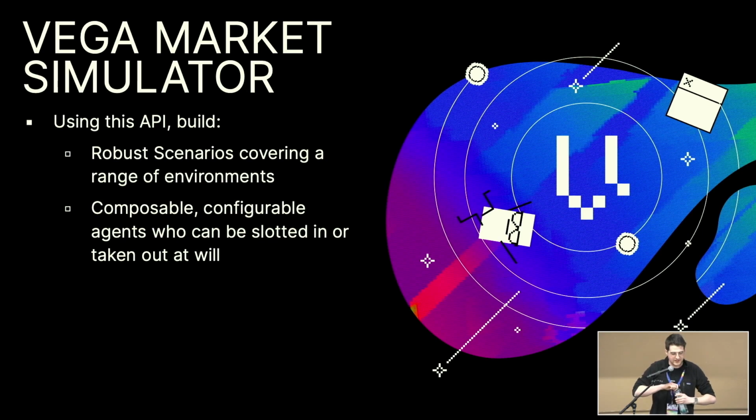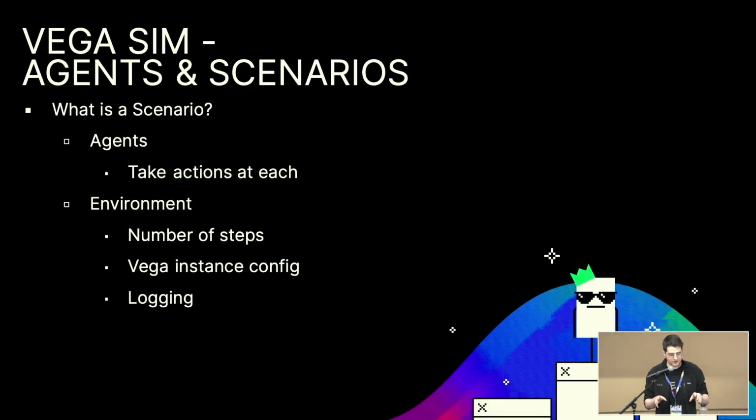From there, we build out what we call scenarios. So these are ultimately sort of aggregations of composable agents that we'll have selected from some library, and then a state of the world. So we might have a price movement, and that's where we'll set up the Vega setup itself, like block size, time a block represents, things that you might care about but don't necessarily, agents don't. We split a scenario into agents who take their actions each step, and the environment, which is sort of the number of steps, some config, some logging, that kind of thing.